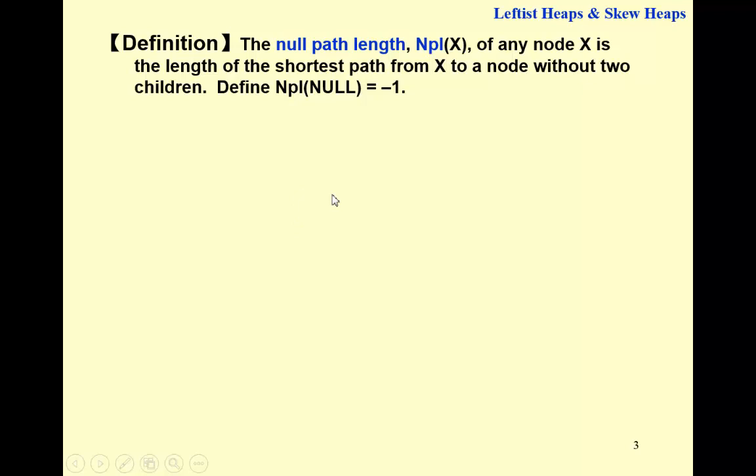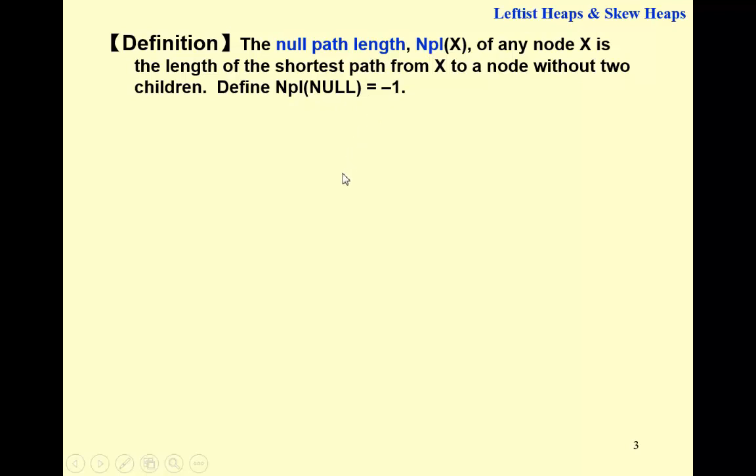While we were studying red-black trees, we defined black height, BH. For the leftist heap, we define NPL, the null path length of any node X. It is defined to be the length of the shortest path from X to a node without two children, that is, a node that is either a leaf node or a degree 1 node. And a null pointer's NPL is defined to be -1.